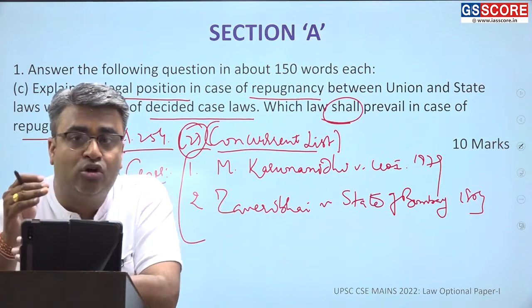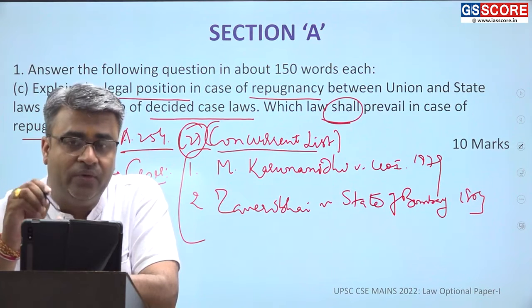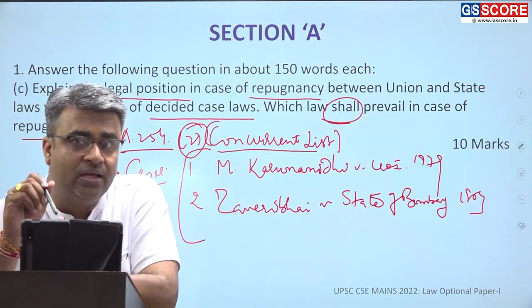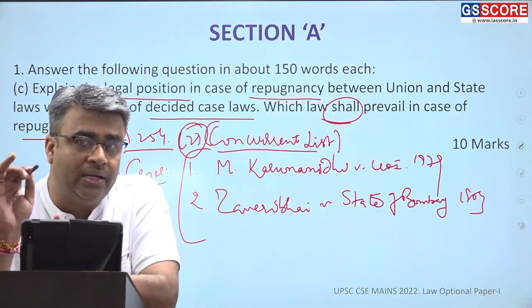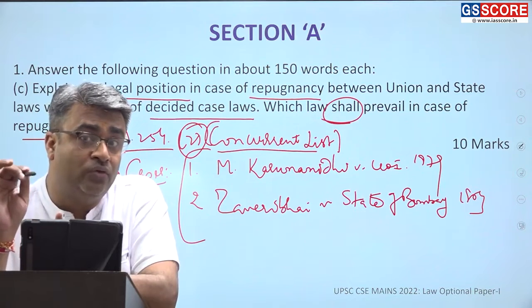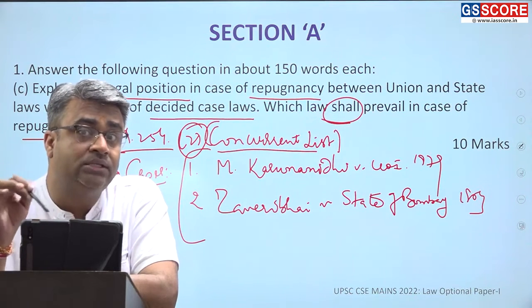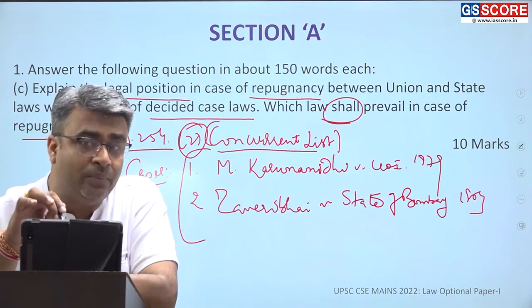So this M. Karunanidhi judgment as well as Article 254 simply provides, if in the concurrent list matters, any conflict is there between the central law and the state law, it is generally the central law which shall prevail. But Article 254 Clause 2 provides, if the state law has been approved by the President, then the state law shall prevail.